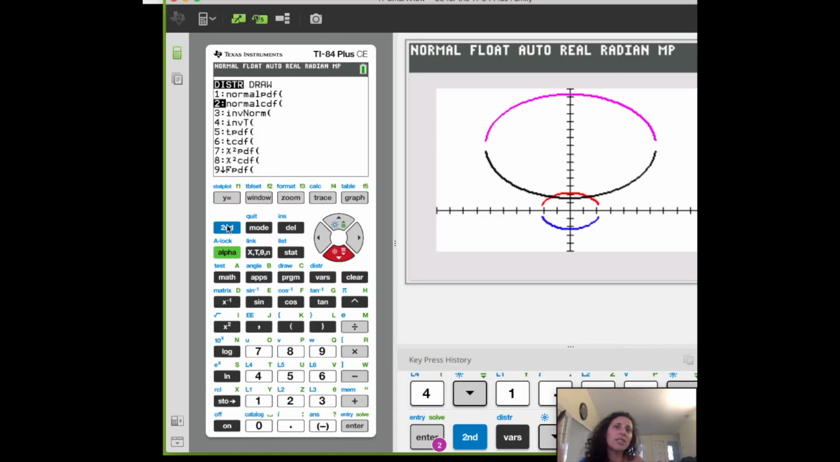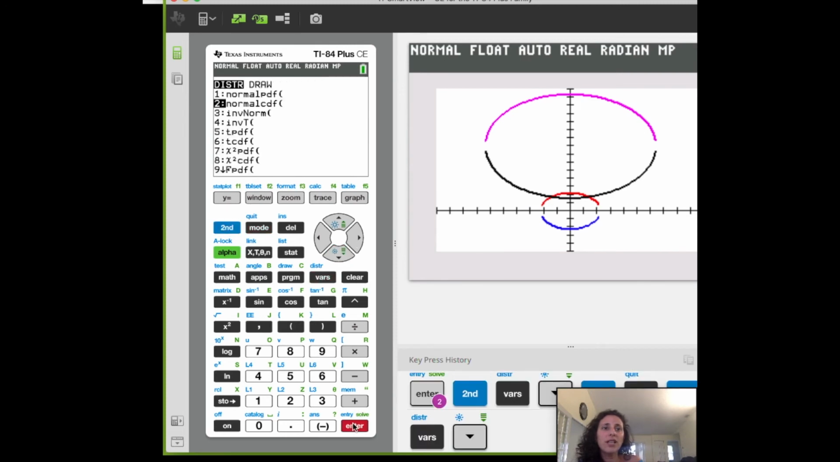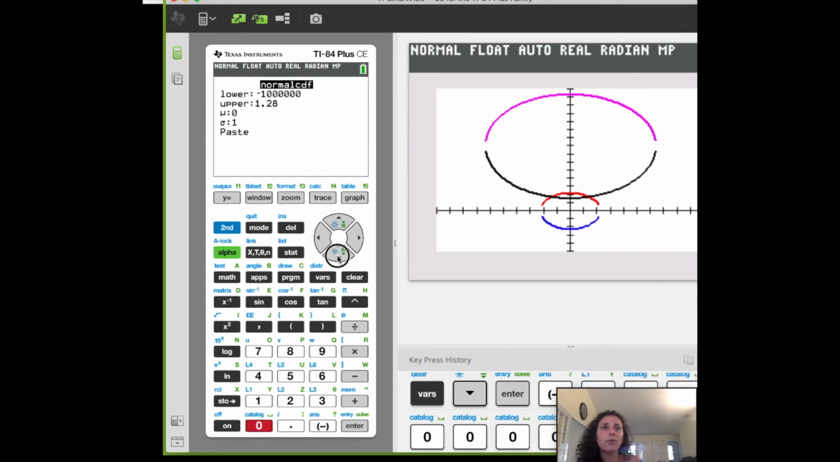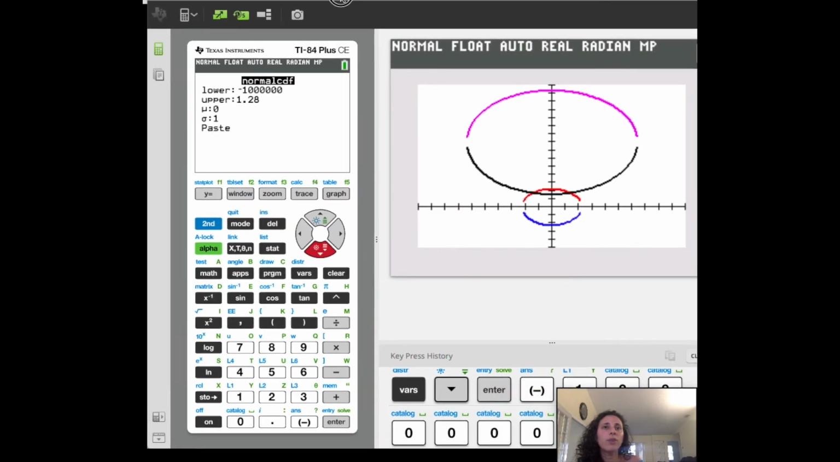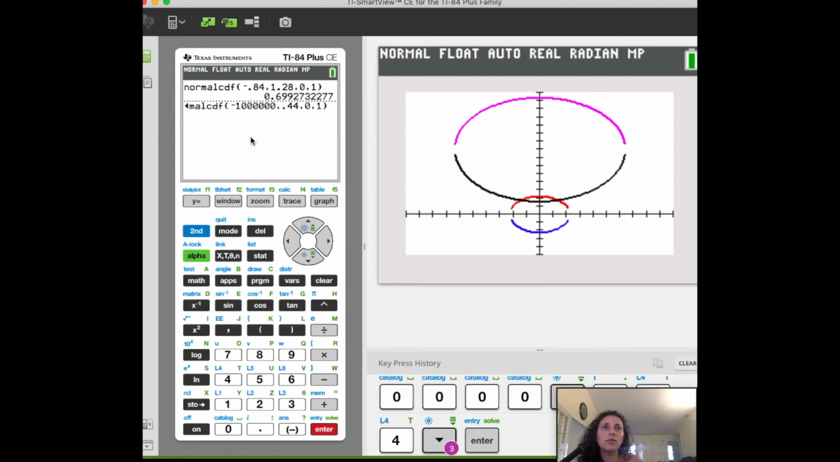So again, normal CDF. Where did I find normal CDF? Second, vars, normal CDF. My lower bound is now a large negative number. I forgot what my upper bound was. My upper bound was 0.44. You don't have to change the mean and the standard deviation. It's still 0 and 1. Paste it, this is what it looks like, and then enter again.